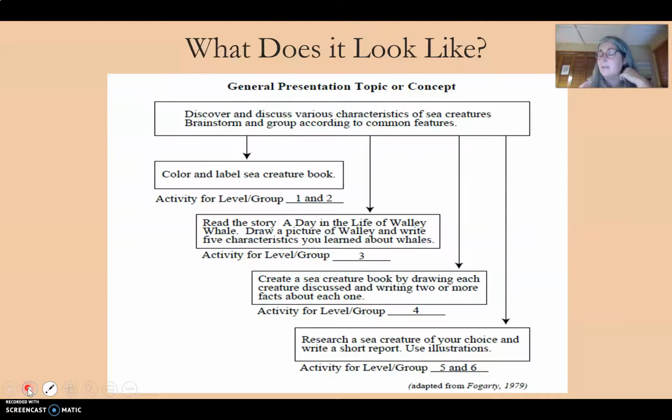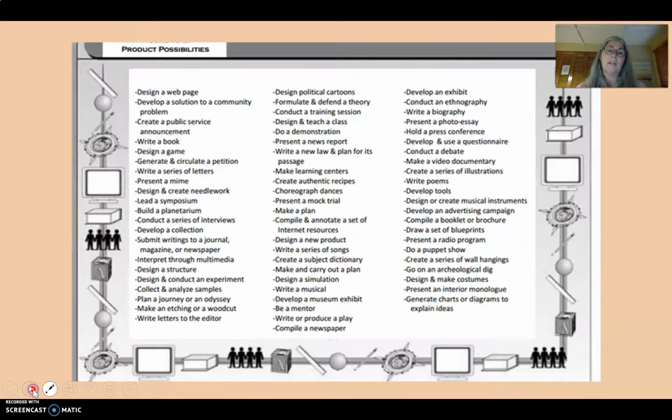So what might this look like? This is just one visual representation that I thought was helpful. So here, the students are supposed to discover and discuss various characteristics of sea creatures, brainstorming and grouping according to common features. But here's one way you can differentiate that. Some students might just be coloring and labeling a sea creature book, while all the way down here, others might be researching a sea creature of their choice and writing a short report using illustrations. They're all meeting the same objective, but just doing it at a level that's appropriate.